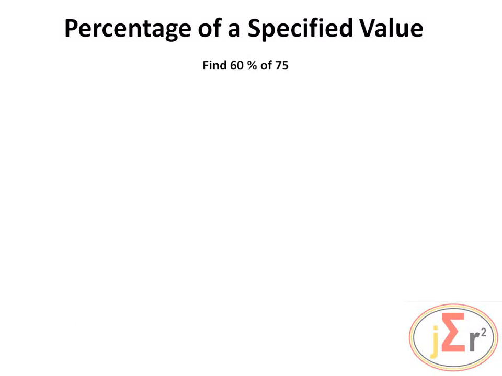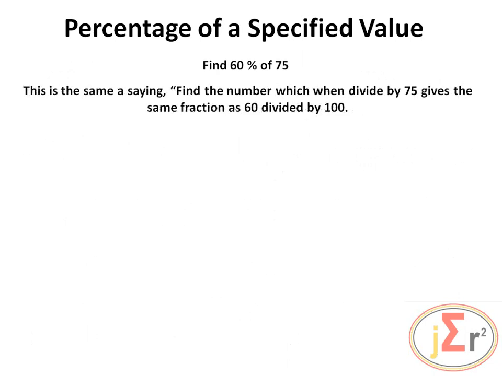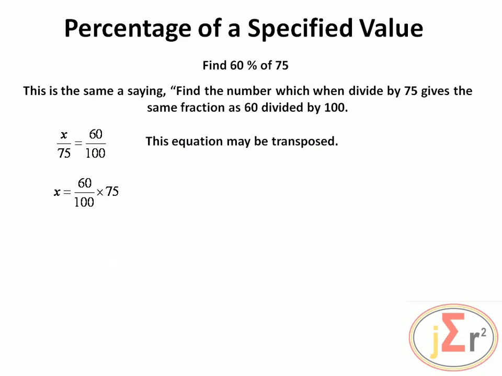So find 60% of 75. This is the same as saying find a number which, when divided by 75, gives the same fraction as 60 divided by 100. So 60 over 100 is our percentage fraction, and something over 75 is equal to that. There we go. So this equation may be transposed, multiplying by 75 on the other side. We are dividing by 75 on the left. So multiply by 75 on the right.